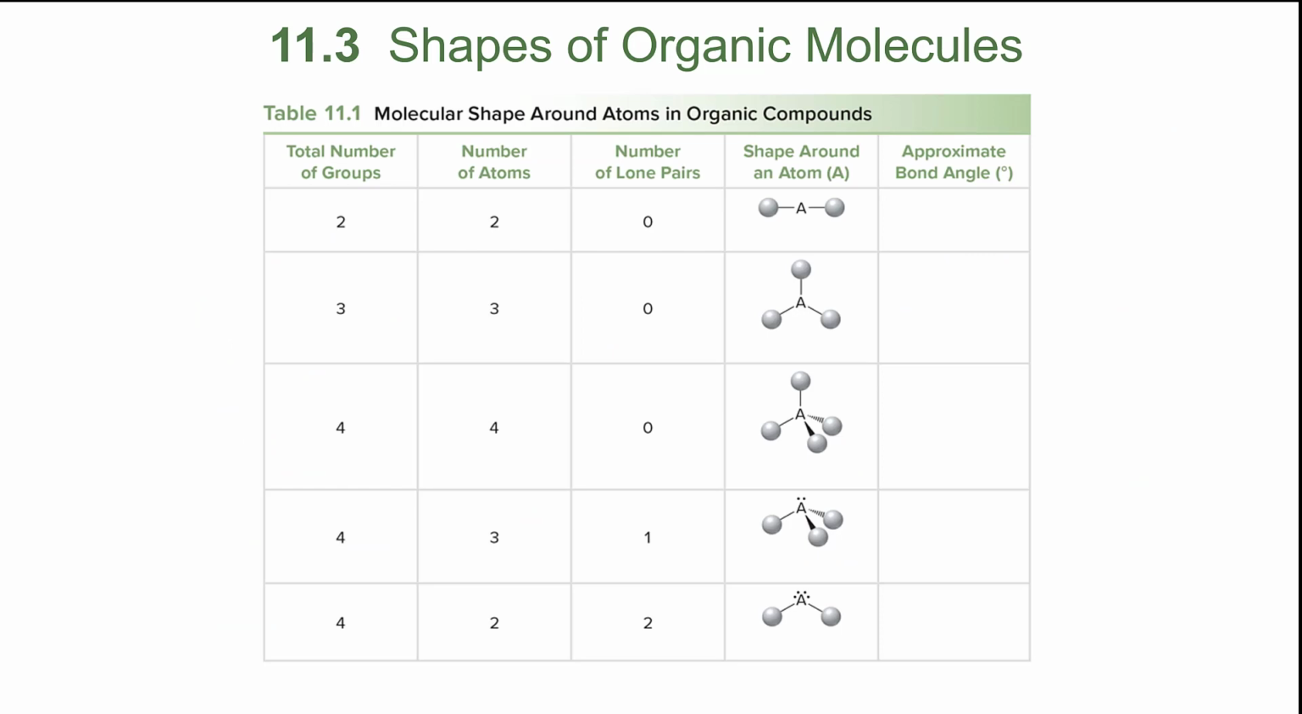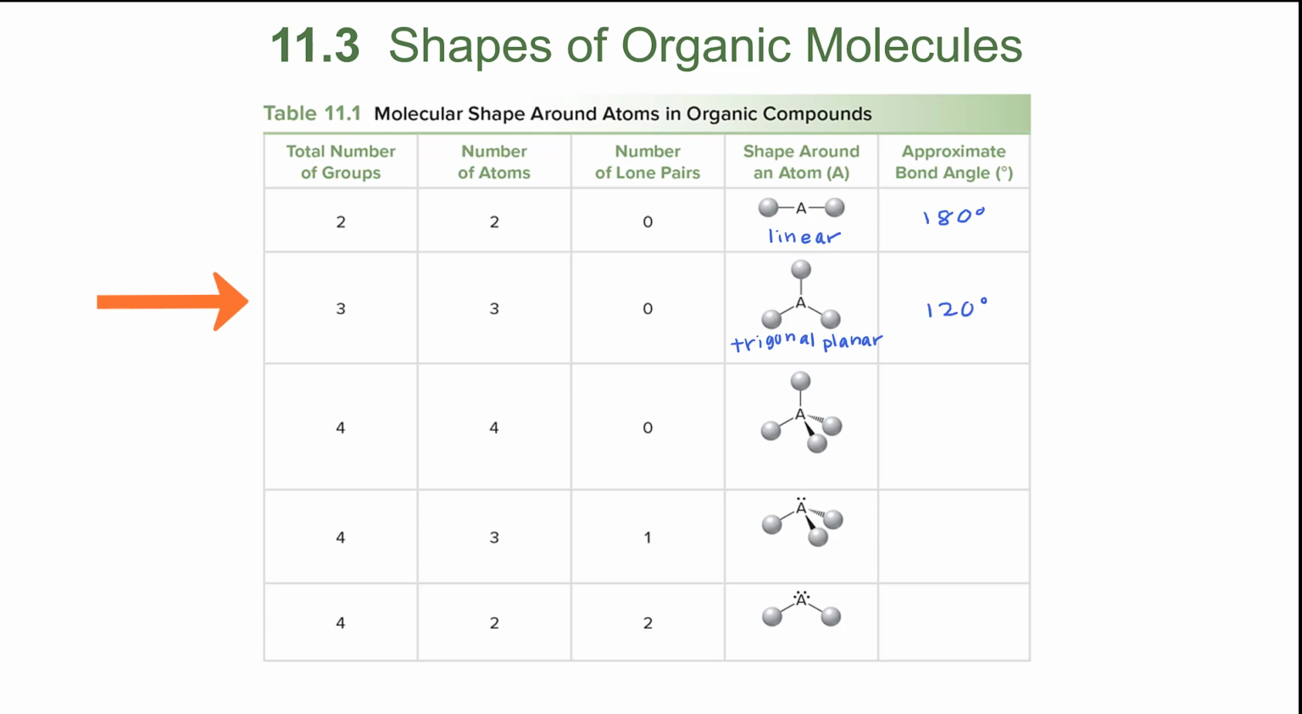Structures with different numbers of atoms and lone pairs can adopt different geometry. So if we have 2 groups in a structure that involves 2 atoms and 0 lone pairs, this is a linear structure. And the bond angles are 180. If you have 3 groups, 3 atoms, 0 lone pairs, this is trigonal planar. And this is 120 degrees.